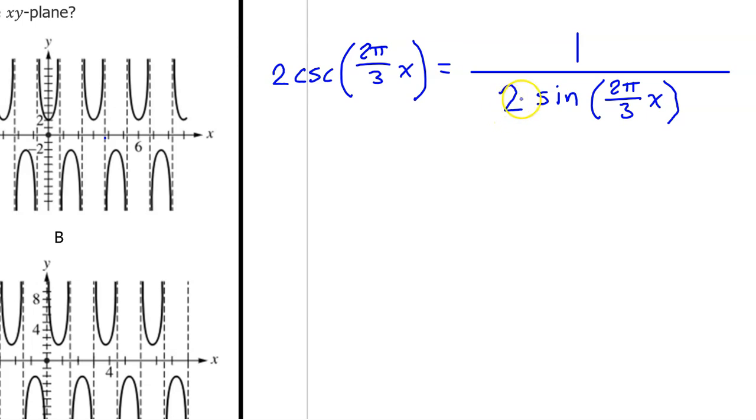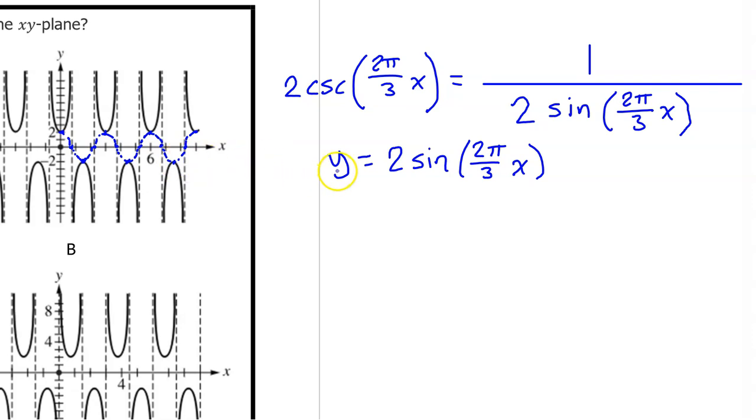This 2 does not belong in the denominator. 2 times cosecant is equal to 2 times 1 over sine. The 2 does not go to the denominator when I do the reciprocal of cosecant. Again, this mistake does not affect the final answer, but please ignore this mistake when it appears on the screen.